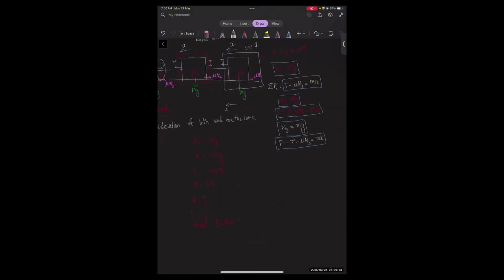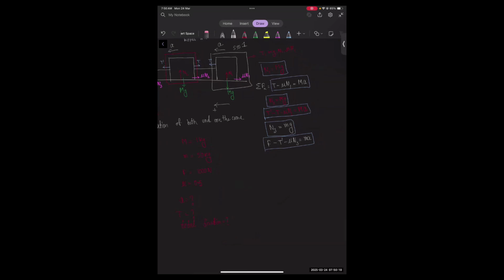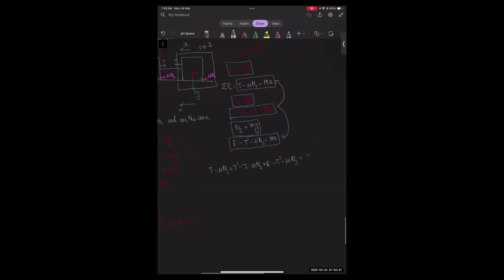How do we find a? Now তোমাকে just equation solve করতে হবে. It's not that hard actually. The easiest way to do is actually add these three equations. What happens if you add these three equations? On the left, you will have T minus mu n1 plus T prime minus T minus mu n2 plus f minus T prime minus mu n3. And on the right, you'll have m plus 2m into a.